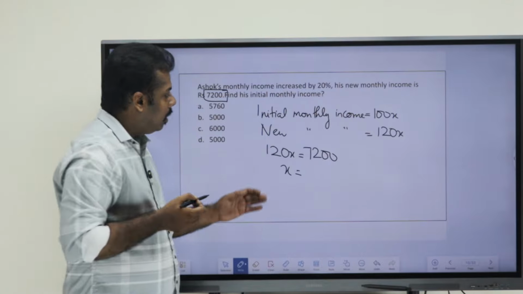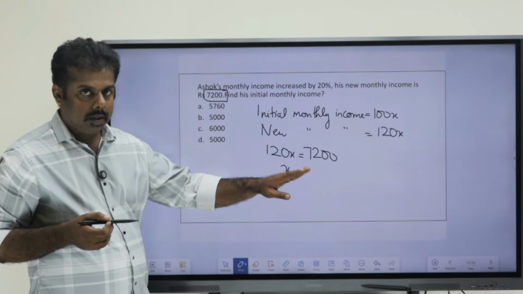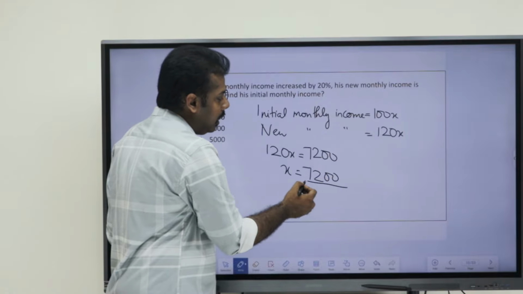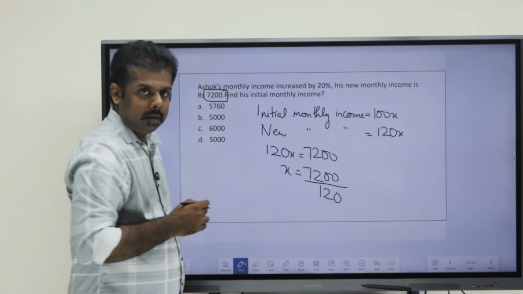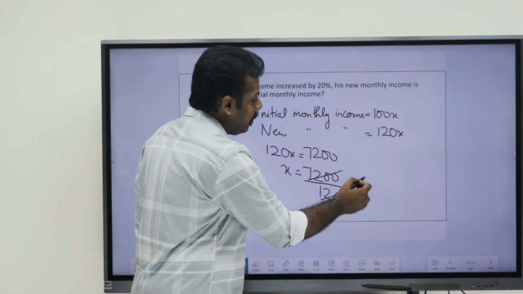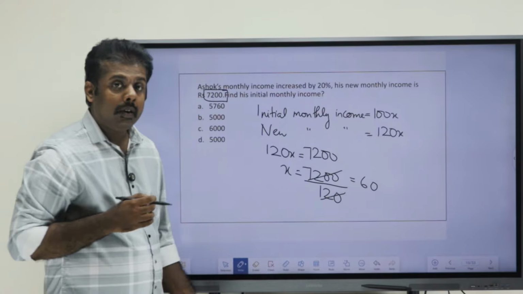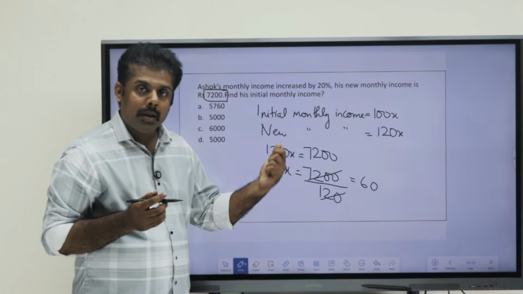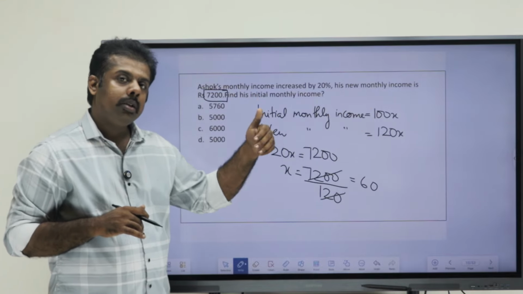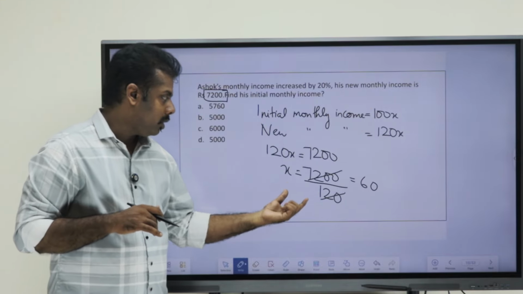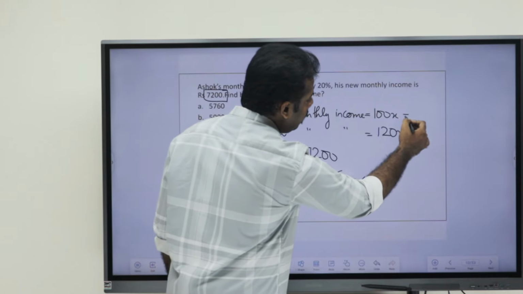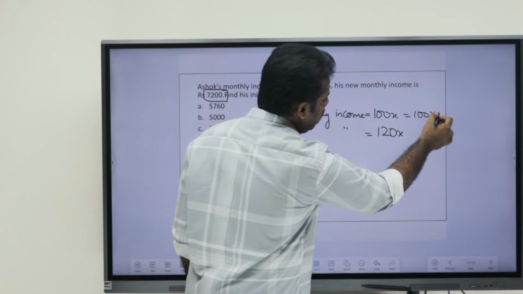So, x will be what here? What you have to do is take this 120 to the other side. So, what you are going to get? 7,200 divided by 120. Now, if you are dividing these values, you are going to get 60. So, the value of x is 60. What have they asked now? They have asked his initial monthly income. That is 100x. So, you have to find that value of 100x. Okay. So, x is 60. So, 100x will give us what? 100 into 60, that is 6,000.